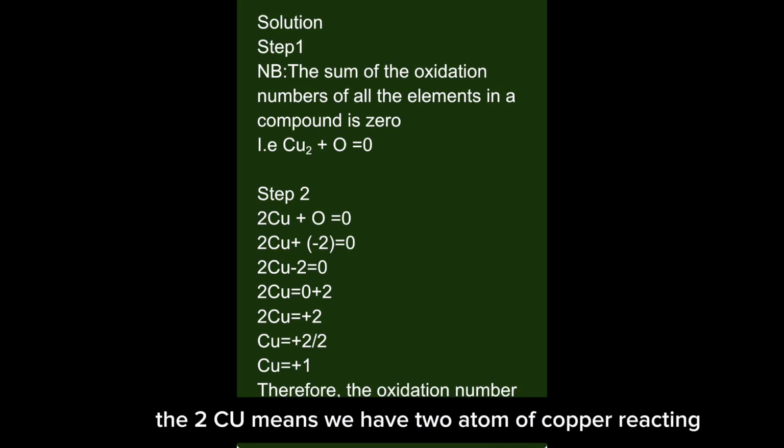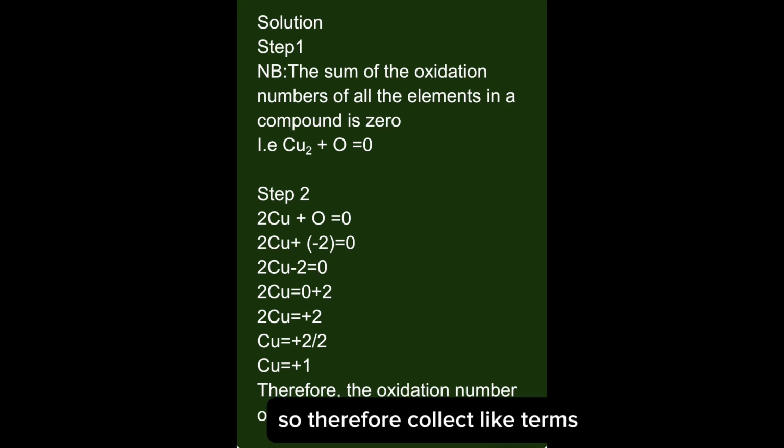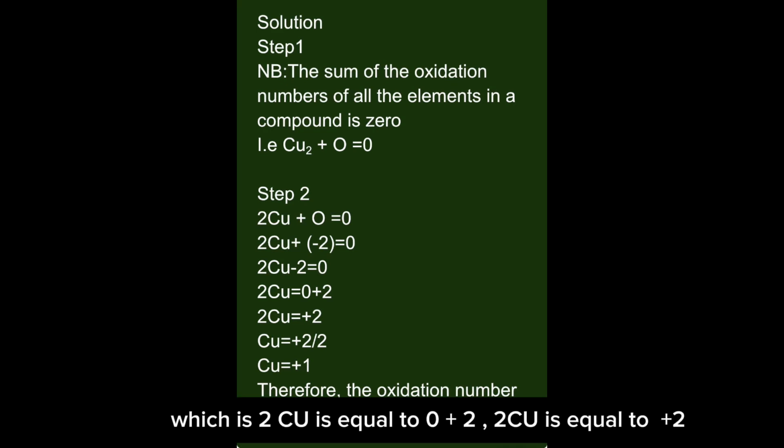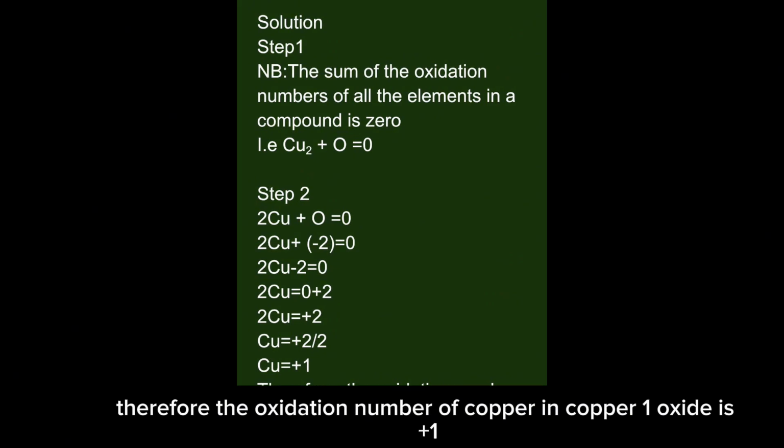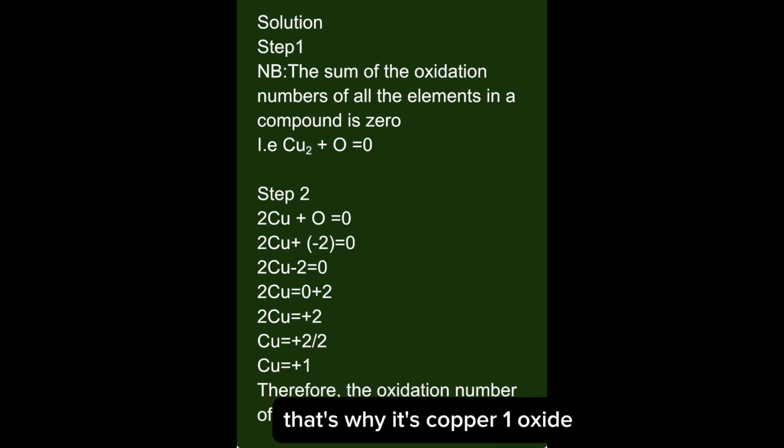The 2Cu means we have two atoms of copper reacting. So therefore, collect like terms, which is 2Cu is equal to 0 plus 2. 2Cu is equal to +2. Divide both sides by 2. Then we have Cu is equal to +1. Therefore, the oxidation number of copper in copper(I) oxide is +1. That's why it's copper(I) oxide.